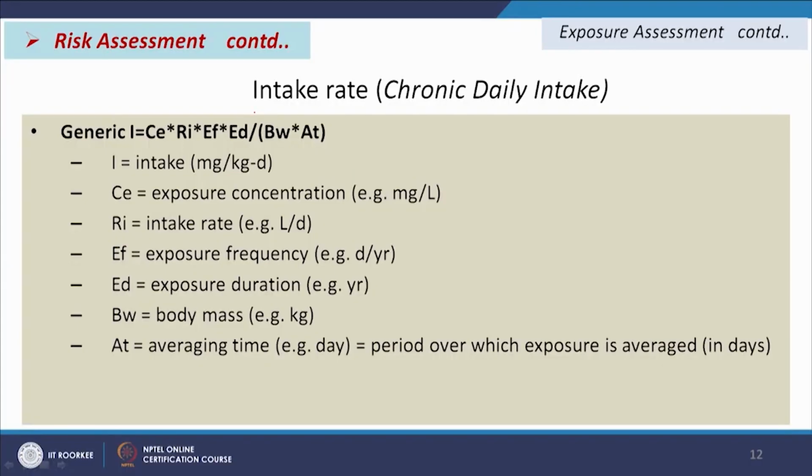Then here we will quantify the intake rate per mass of human body, how much pollutants we are taking. The generic term is I, intake, that is equal to mg per kg per day. So, per day how many mg of pollutants I am taking per 1 kg of body mass. That is called intake rate. This is chronic daily intake. Chronic daily intake means that it is a very small concentration we will be taking.